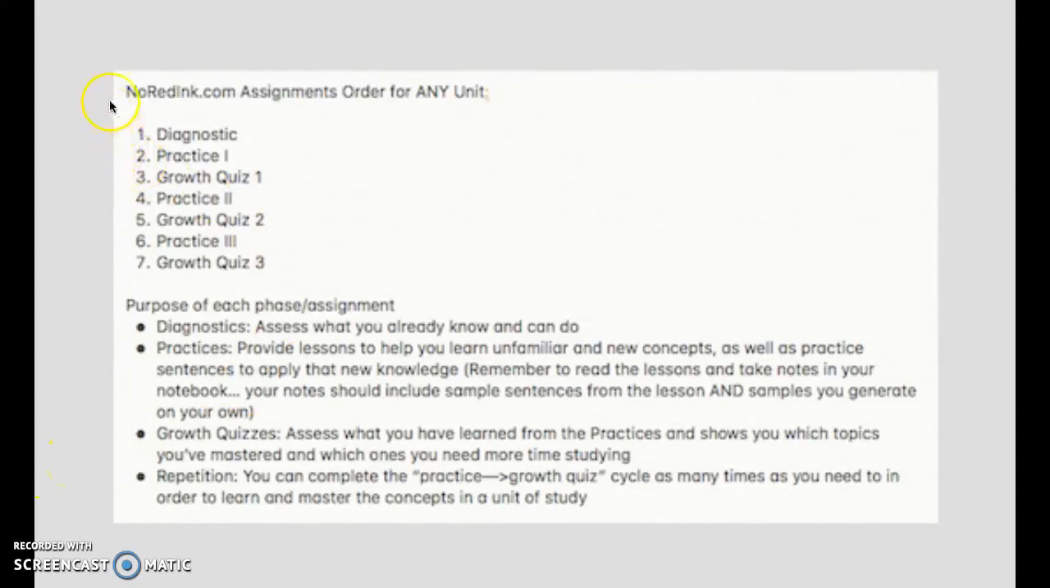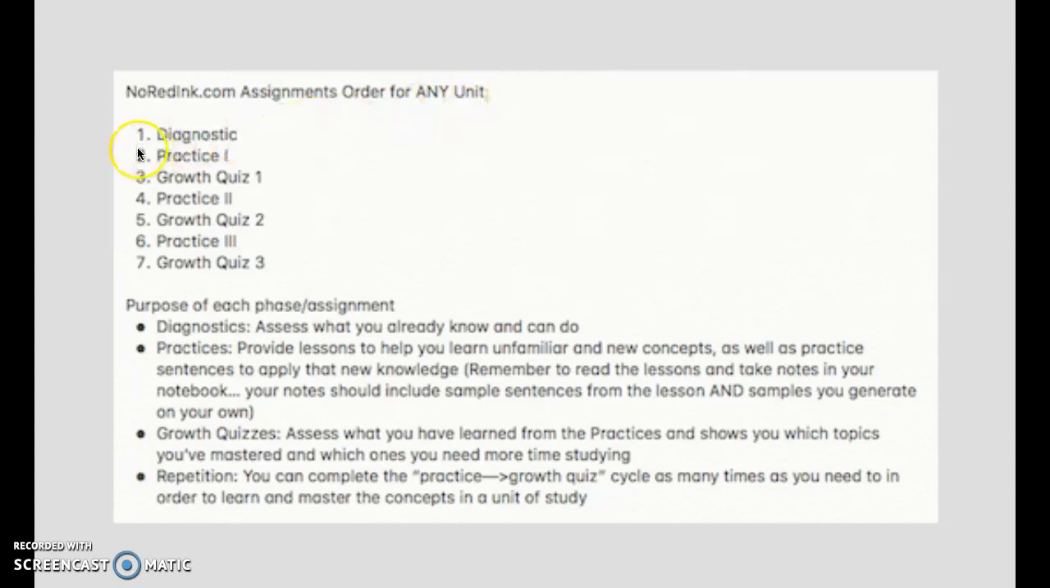I want to talk to you about the assignments in NoRedInk.com, and I want to make sure that you fully understand the order in which to do the assignments. It doesn't really matter what we're studying. It can be any unit that I have created for you inside NoRedInk.com. The order in which you do the assignments is going to be the same for every single unit of study.